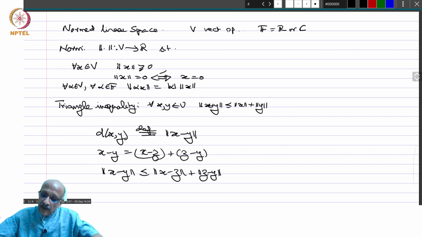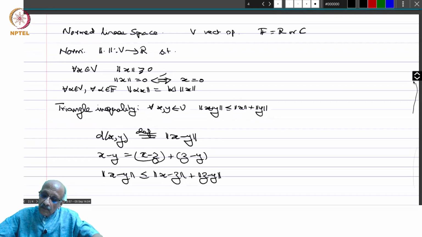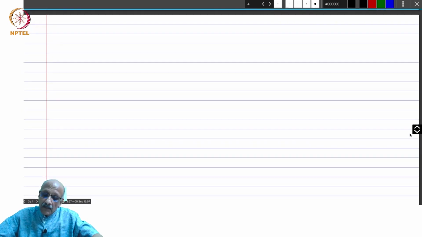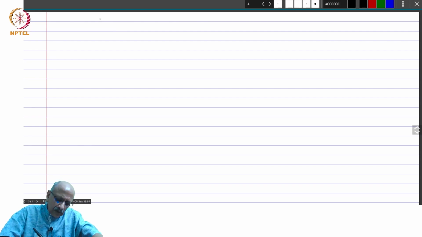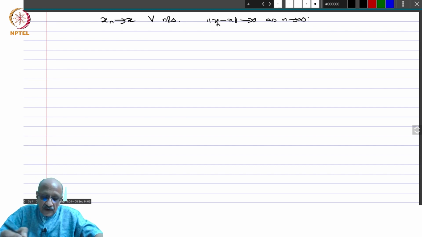So now let us see whether this norm topology makes those two functions continuous. So what do we mean? Since we are dealing with metric spaces, it is enough to check continuity via convergence of sequences. Now what do we mean by saying x_n converges to x in a normed linear space V? So V is now a normed linear space. We mean that norm of x_n minus x should go to 0 as n tends to infinity. This is the definition of convergence.